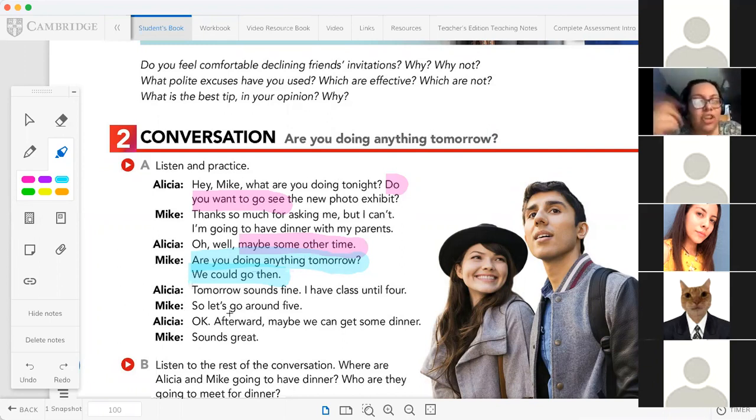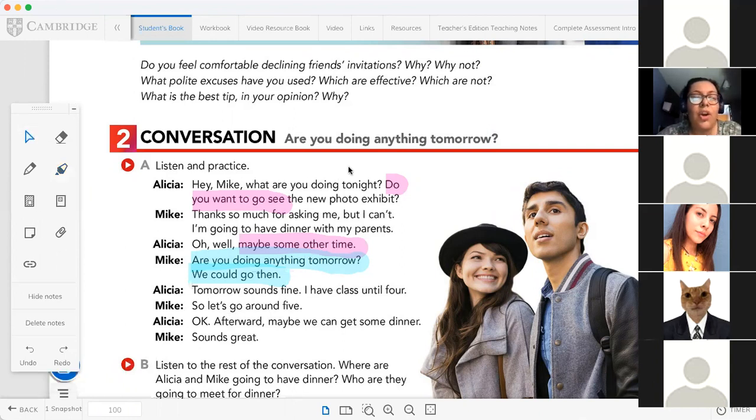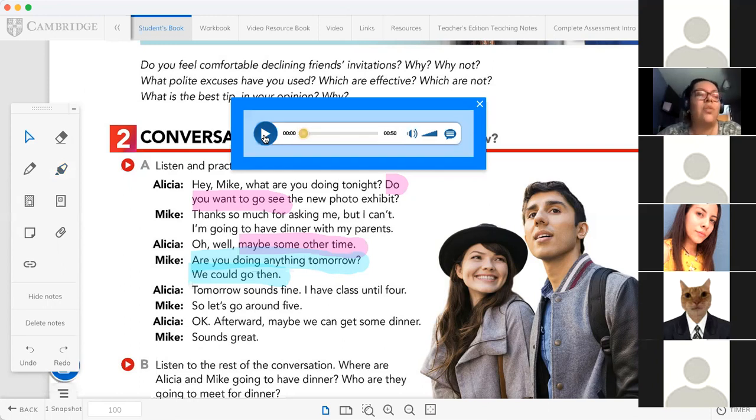Okay, they already started making plans. They are going to the photo exhibit at 5, and then later they are gonna get some dinner, so super nice plans. And in this case, where are they going to have dinner? Are they going to the taqueria? Are they going to get tripita tacos? Where are they going to eat? Okay, that is your objective, and let's listen. Give me a sec. Where are they going to have dinner?